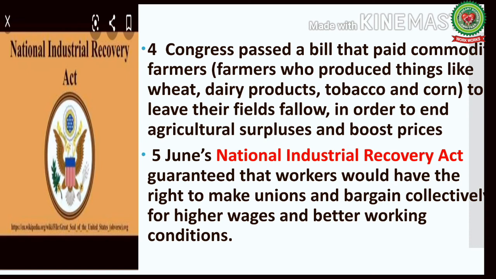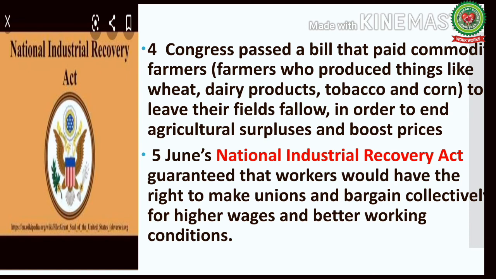Congress passed a bill that paid commodity farmers. Commodity farmers means farmers who produce things like wheat, dairy products, tobacco and corn, to leave their fields fallow in order to end agricultural surpluses and boost prices. As agricultural production was in surplus and farmers were not getting their due for selling their crops, Congress passed a law saying that farmers should leave their farms so that the issue of surplus production can be checked. When demand for food crops would rise in the market, automatically the farmers would get their due and be paid sufficiently.